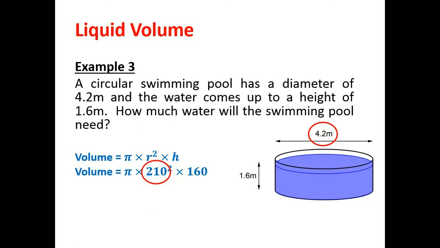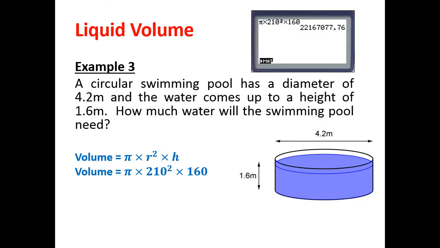The 4.2 metres is the diameter. And we need to do a couple of things. We need to first of all halve it to get 2.1 metres, which is the radius. And then we're going to times that by 100 to get 210, which is the radius in centimetres. Right, so now let's calculate pi times 210 squared times 160. And we're going to get 22,167,077.76 centimetres cubed.